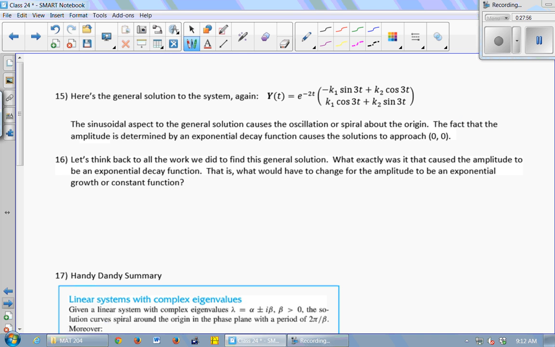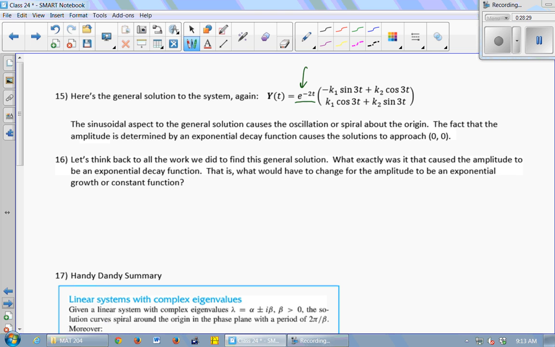Almost done. So the general solution, again, rewritten. The sinusoidal aspect causes oscillations or spiral around the origin, and the fact that the amplitude is an exponential decay function causes the solutions to all approach 0. So let's think back to all the work that we did to come up with this solution. What exactly was it through our work that made that come out exponential decay?